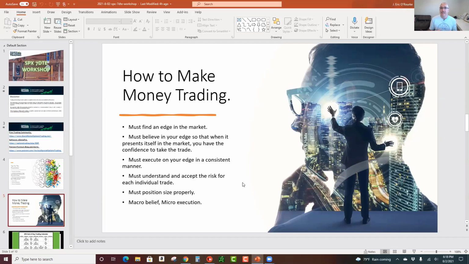But that's the edge. You have to be able to take the edge. So you have to have the confidence to take that edge and take that trade when that opportunity presents itself. So you're going to have to be able to execute on the edge in a consistent manner. I still struggle with this. Sometimes, I'll skip trades, mostly because I might feel like I'm too levered one direction or the other.